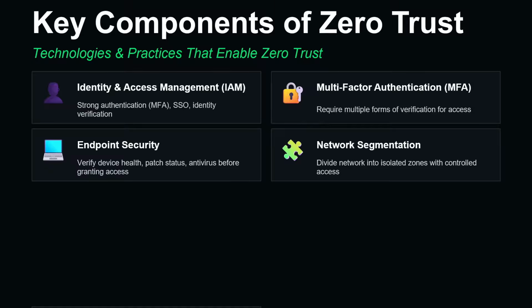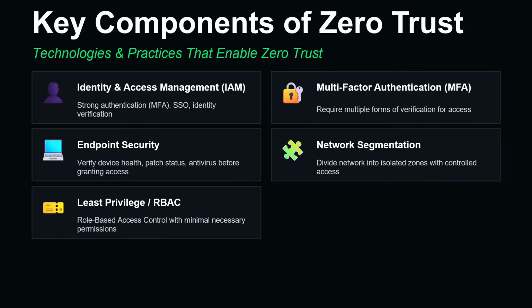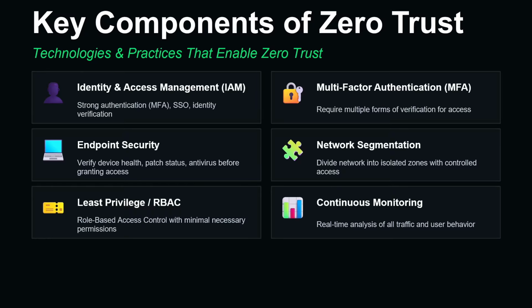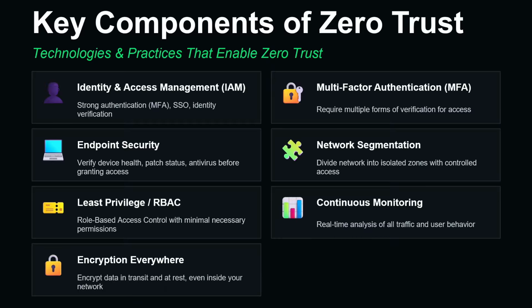The fifth one will be least privilege and role-based access controls with minimal permissions. This uses just-in-time access to grant elevated privileges temporarily when needed and then revokes them. Next is continuous monitoring, as you need visibility into everything like network traffic, authentication attempts, resource access, and user behavior patterns. The goal here is to detect anomalies in real time and respond automatically. Next is encryption everywhere. Don't just encrypt traffic leaving your network, encrypt internally too, meaning data in transit, data at rest, and even internal communication between services.